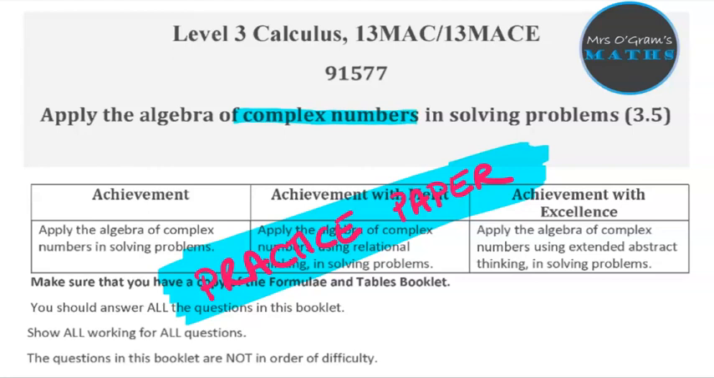Today we are going through a practice paper for the Complex Numbers Level 3 external. This isn't a real paper from the NCEA exams, but it's a parallel one written to be very similar to those ones, and it was one that was used by my school for our practice exams.